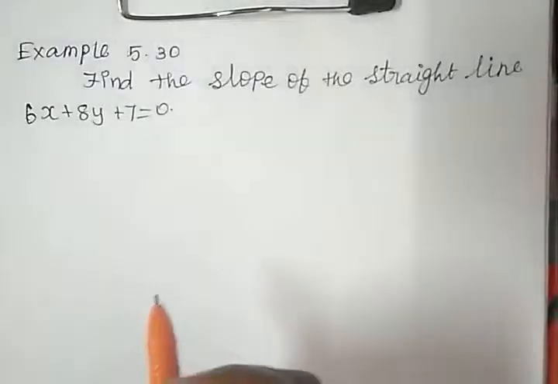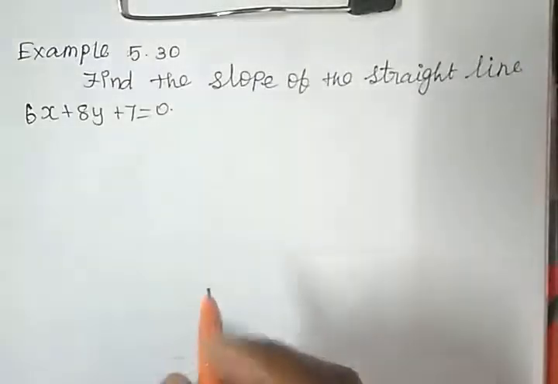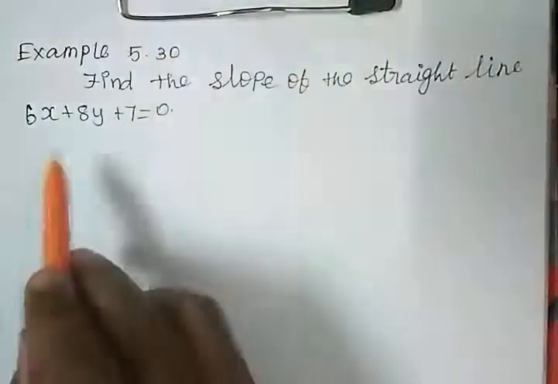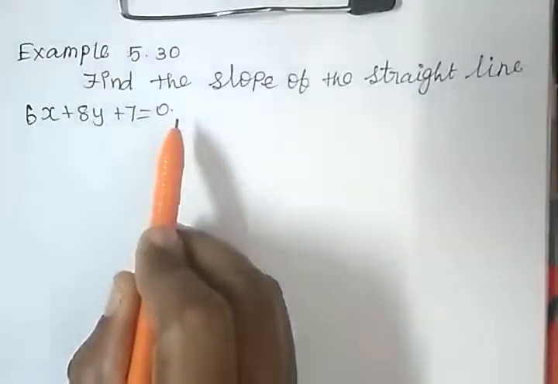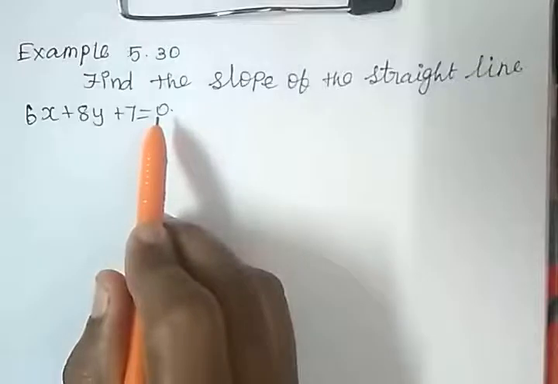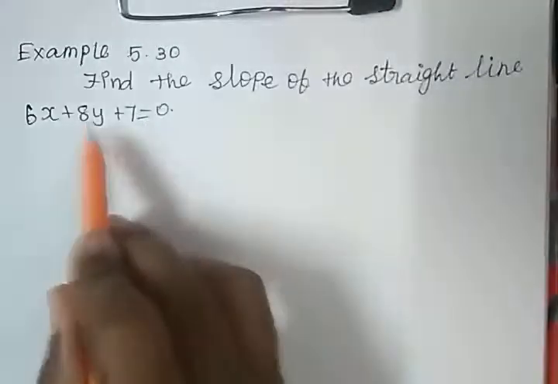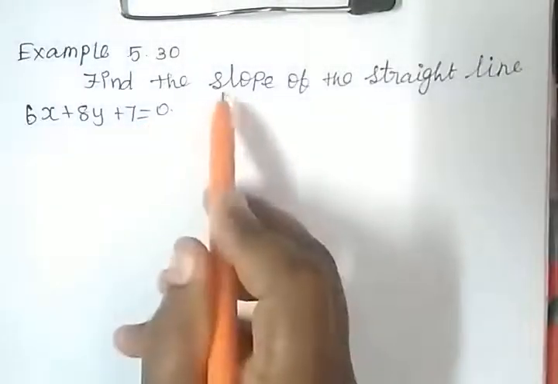Today we are going to see example 5.30 and the remaining sums. The question is, find the slope of the straight line 6x + 8y + 7 = 0. Already we studied how to find the slope from given vertices. Here the straight line is given, and they are asking for the slope.